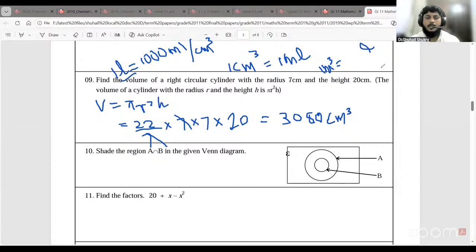Yes. So 1 meter cube is equal to 1000 liters. Remember that. 1 meter cube is equal to 1000 liters. Remember that. But at least remember this.